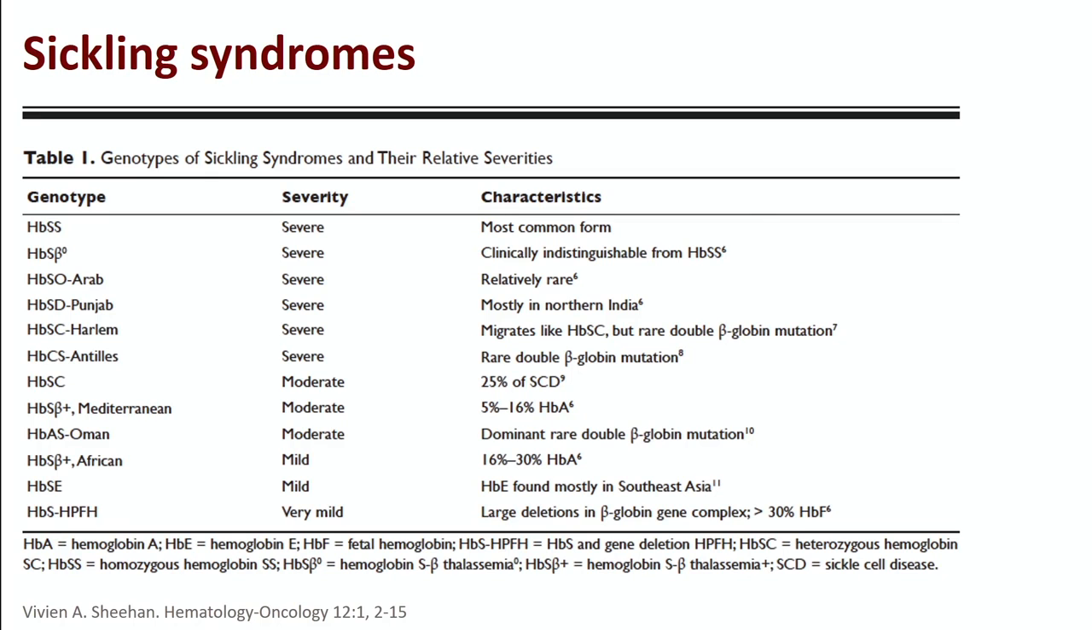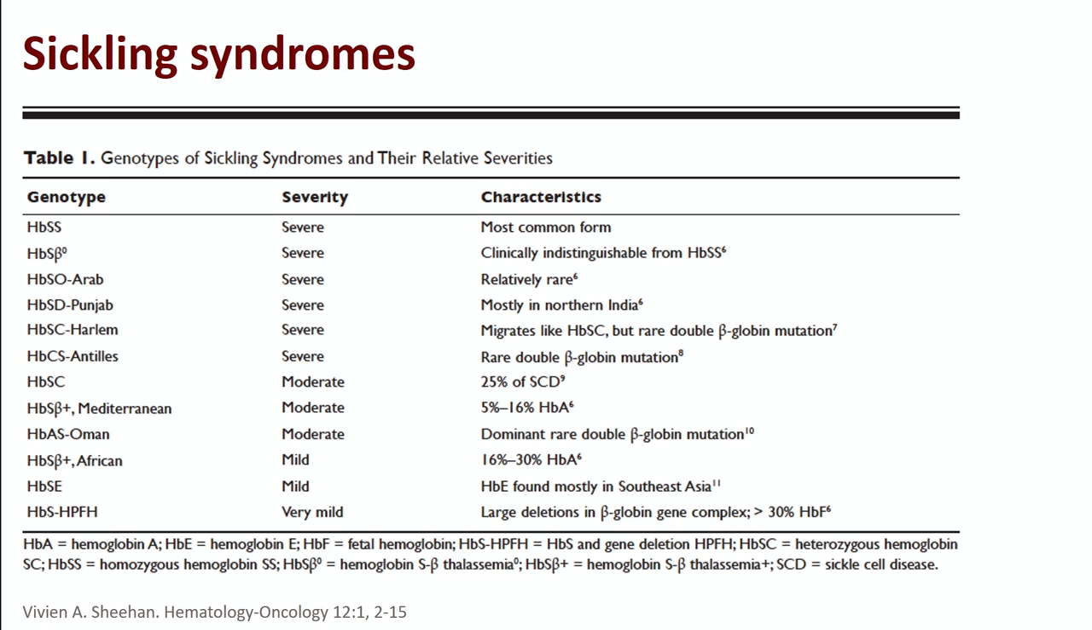There are various sickle syndromes present in people. The most common is homozygous sickle cell disease, or HbSS. It's also clinically indistinguishable from hemoglobin S beta-zero thalassemia. I like this list because it goes more or less in order of severity of the different sickle genotypes, with the very last one, a co-inheritance of sickle hemoglobin and hereditary persistence of fetal hemoglobin, essentially resulting in no manifestation of sickle cell disease.